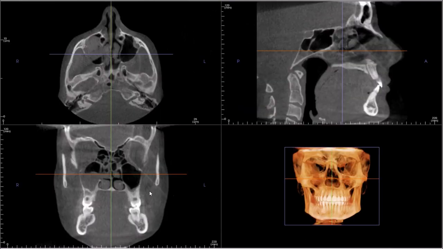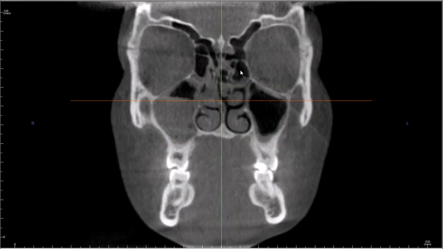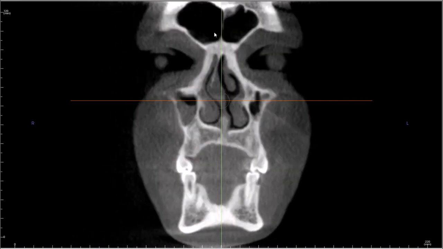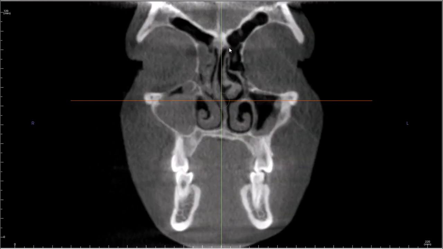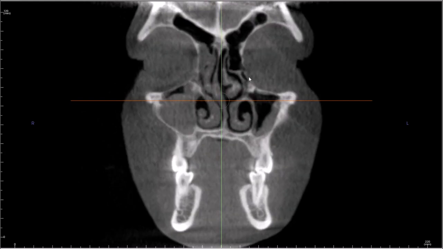Let's look at a coronal view real quick. Well, I haven't mentioned yet the frontal sinus, which is here superior to the ethmoid air cells. You can see this drainage pathway really clear.